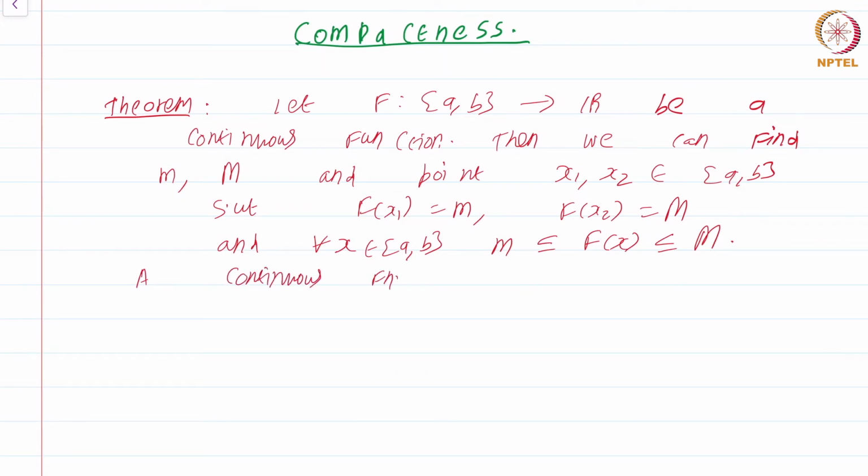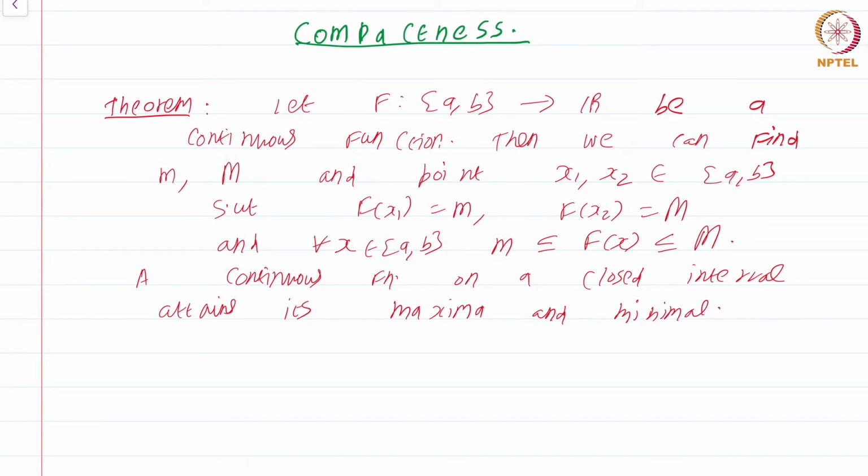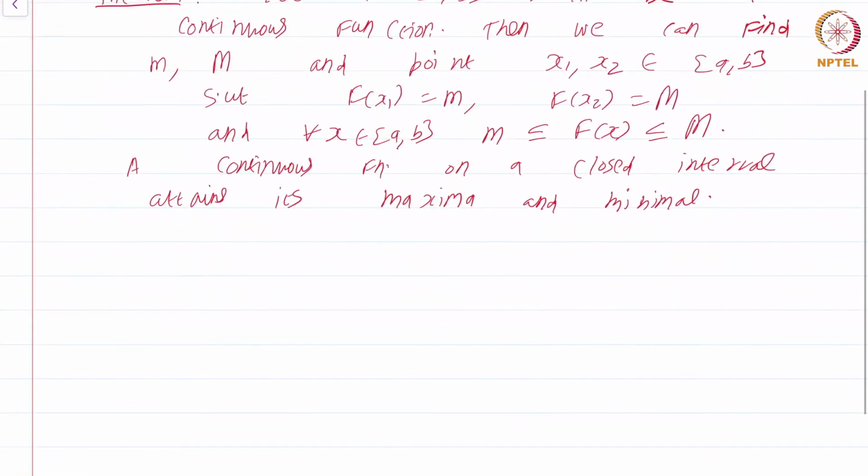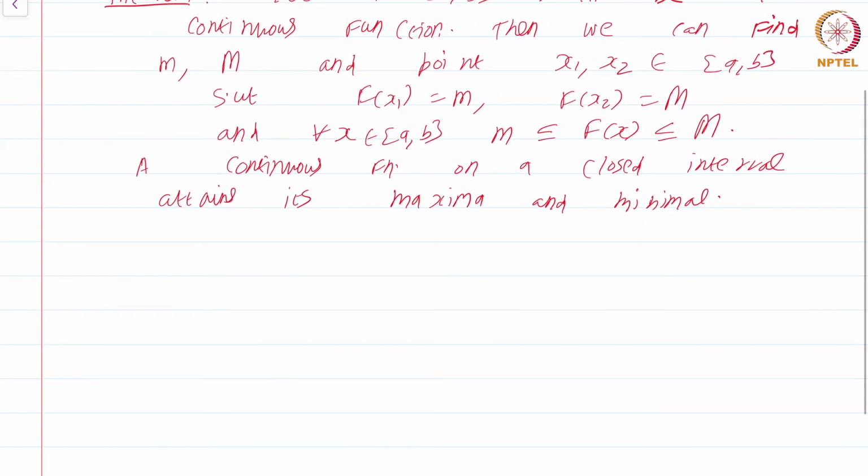on a closed interval attains its maxima and minima. There is a maximum and a minimum value for that function, and this is attained inside this closed interval.